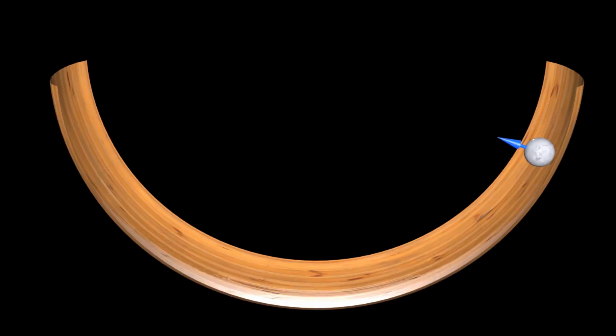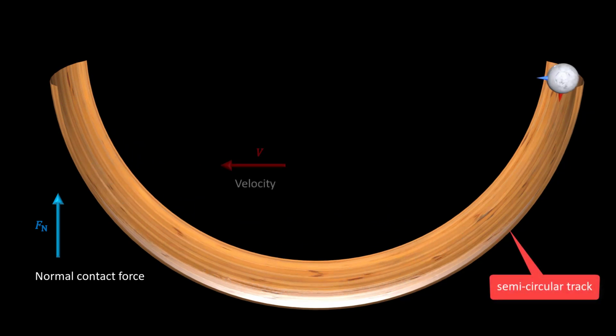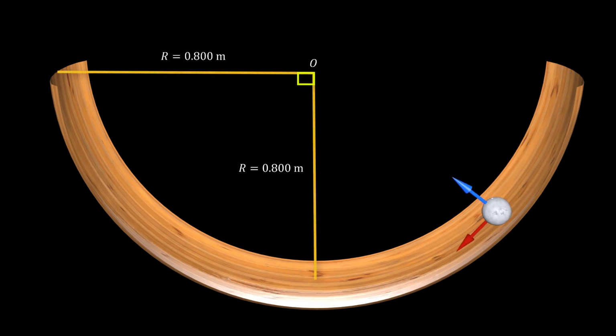In this video, we are going to calculate the normal contact force on a ball moving along a semicircular track when the ball is moving at the bottom point of the track. The center of the semicircular track is the point O, and the radius capital R of the track is equal to 0.800 meter. Let the mass m of the ball be 4.0 kilogram.